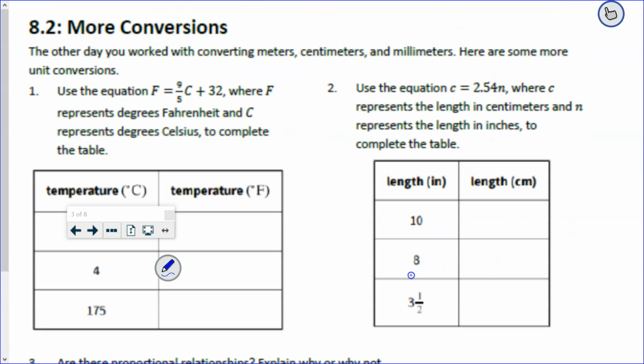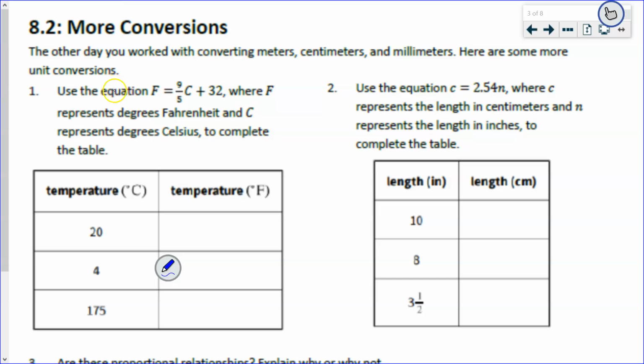Okay, and now let's move on to our next activity. It's just a nice warm-up, nice and easy. Get your brains ready to think and work hard today. We have this next section where, in a previous lesson, we worked with converting meters and centimeters and millimeters, but what we're going to be doing now is converting other units.